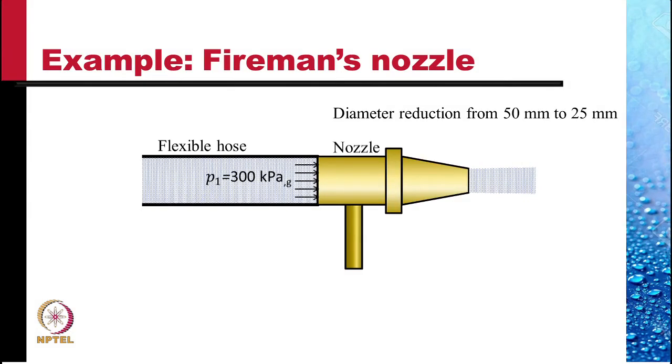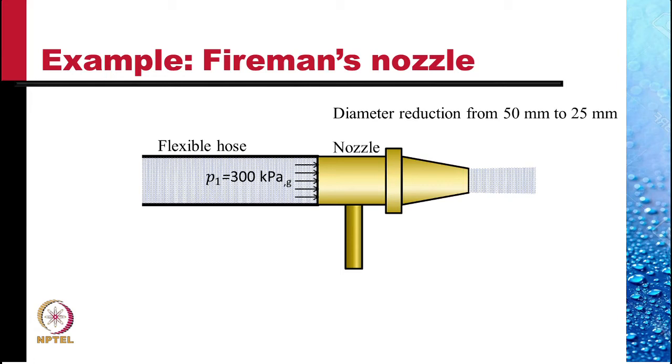Let's do a few examples. This example here is of a fireman's nozzle. In a flexible hose, the water is coming. At the nozzle inlet, the pressure is 300 kilopascal gauge. The nozzle reduces the flow diameter from 50 millimeter to 25 millimeter as shown.